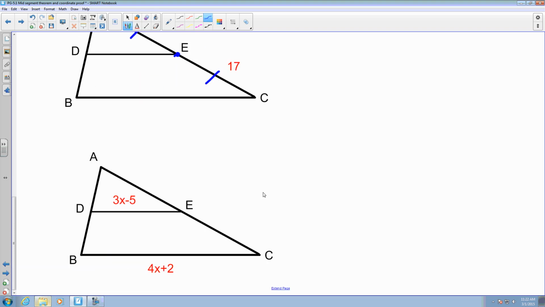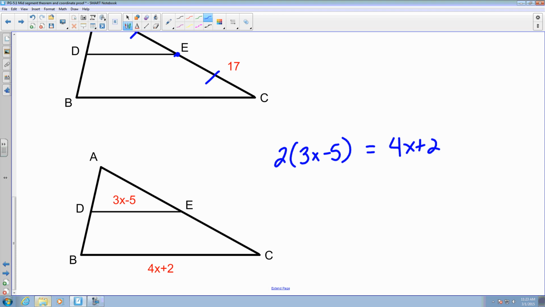And then finally, looking at this last triangle here, you can write this one of two ways. You could say that it's 2 times 3x minus 5, because I know that the mid-segment is half the size, so that means I have to multiply it by 2. Or you could also write 3x minus 5 equals 4x plus 2, and the whole thing's divided by 2. So I just chose to use this one.